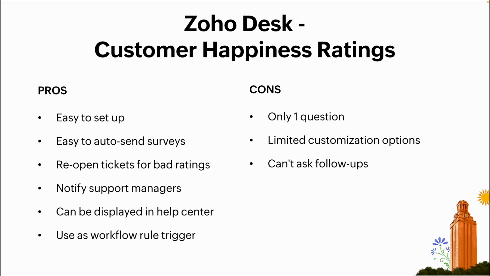Now, what are the cons of using this system? One of the cons is that there is only one question you can ask. You only get to ask that one thing. That happy, neutral, bad rating is the only thing that you can learn from this one question. So for that reason, the customization options, how this looks, what questions you're asking, how you're routing people are actually pretty limited. And you can't really ask for follow-ups or route people to the right place.